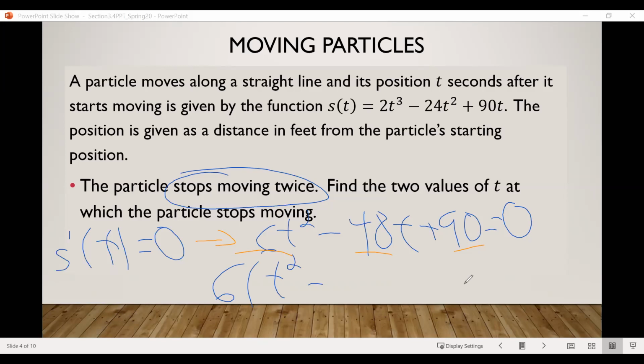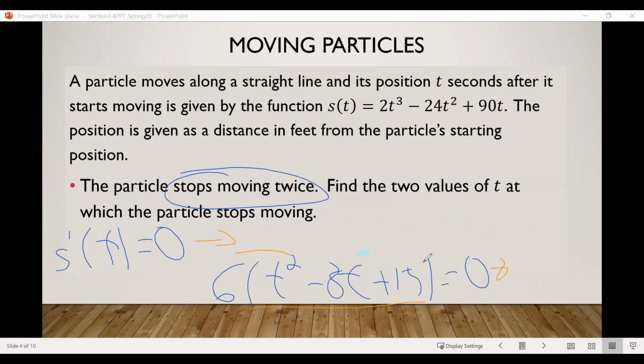So I could factor a 6 out, so this becomes 6 times t squared minus 8t plus 15. And I think that this part now, this t squared minus 8t plus 15, factors. And so this would become, and sorry, I'm running out of room, I'm going to have to erase this top part. So this would become 6 times, I think we'd get t minus 5 times t minus 3, since negative 3 times negative 5 is positive 15, and negative 3 minus 5 is negative 8.